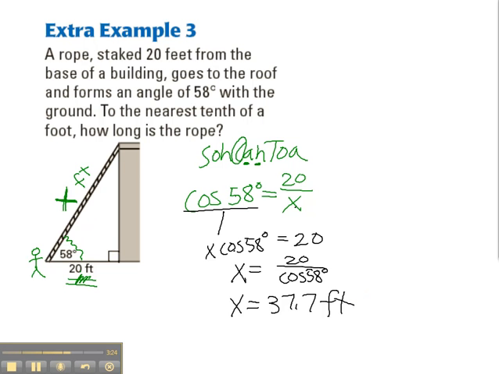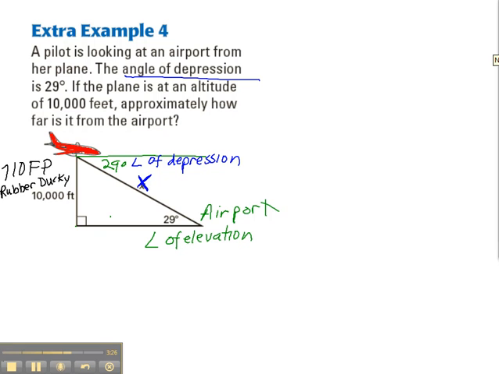My last example has to do with a pilot looking at an airport from her plane. My plane is red. The angle of depression is 29 degrees. The angle of depression is the line parallel to the ground, and it forms this angle that the pilot's going to see. This is because these lines are parallel and these are alternate interior angles. These are going to be the same, so the angle of depression is going to equal the angle of elevation.